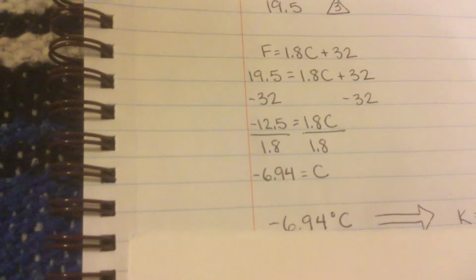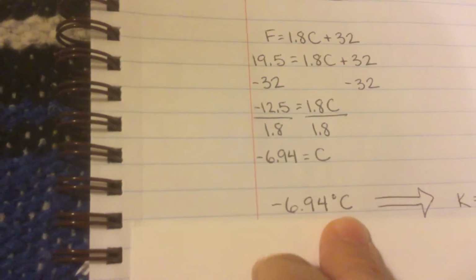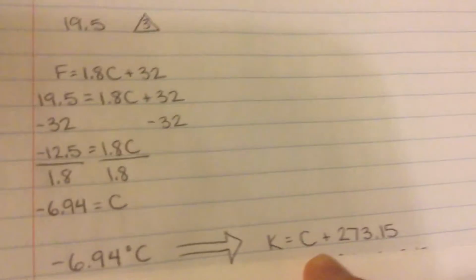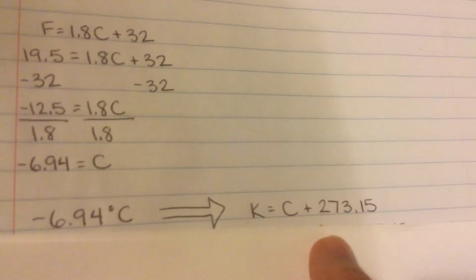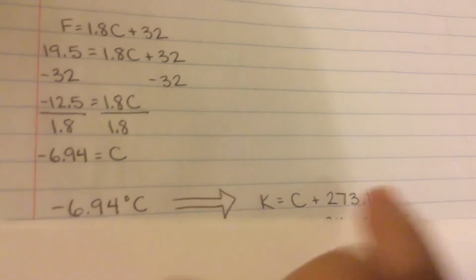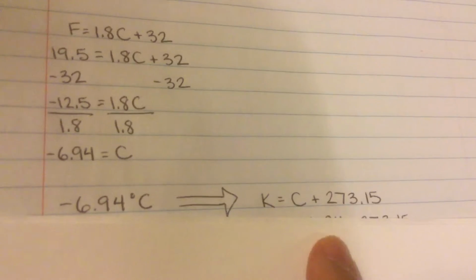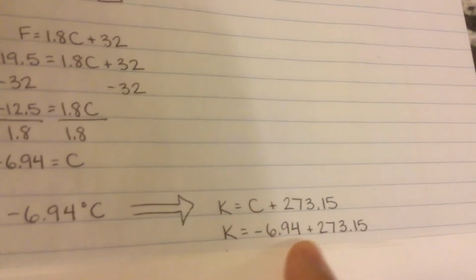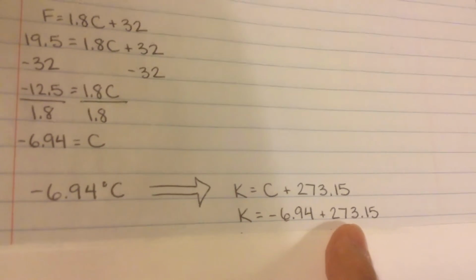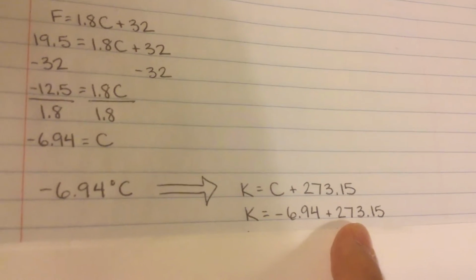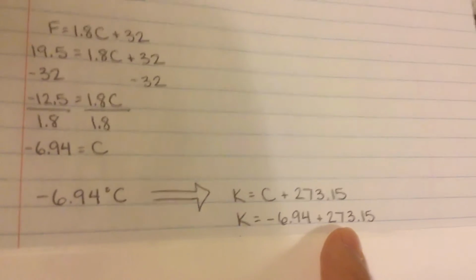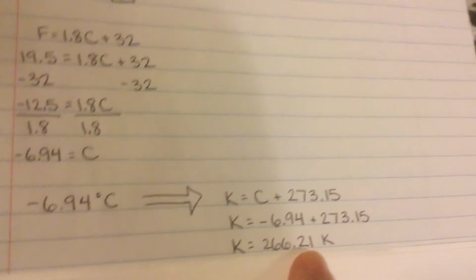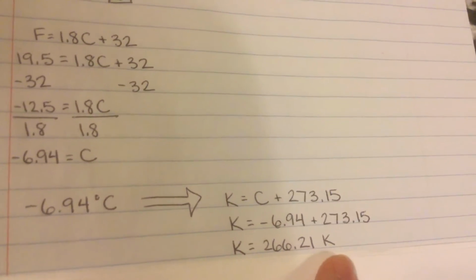Alright, so now we've got negative 6.94 degrees Celsius, but they asked for Kelvin. So we're going to write down the Kelvin formula here, and we're going to plug this degrees Celsius into this C. So negative 6.94 plus 273.15. And so you put that in the calculator, you get 266.21 Kelvin.